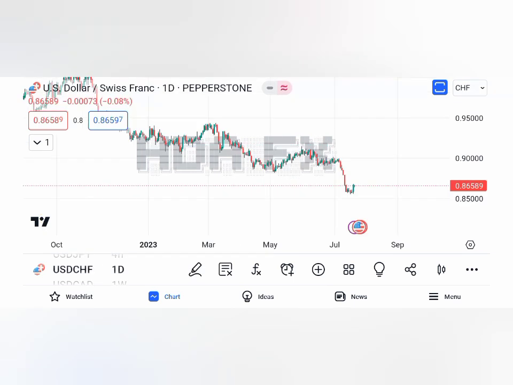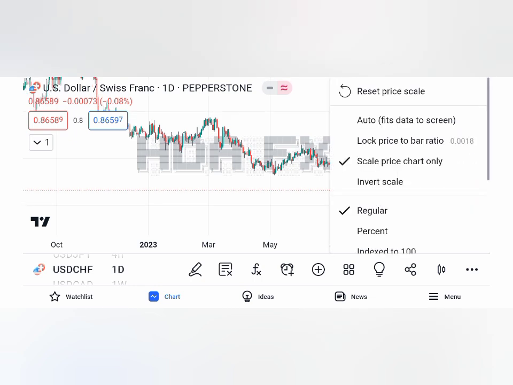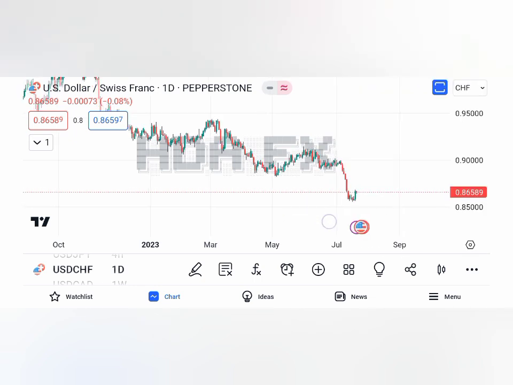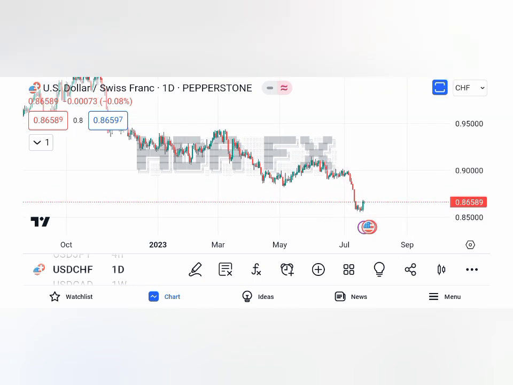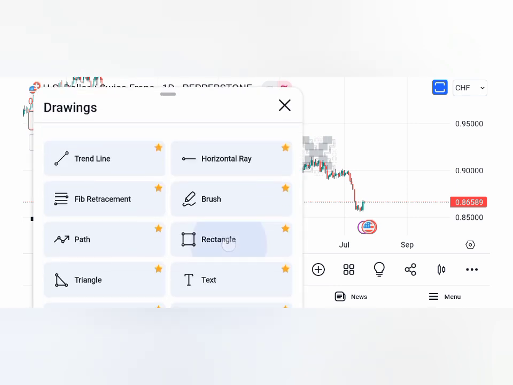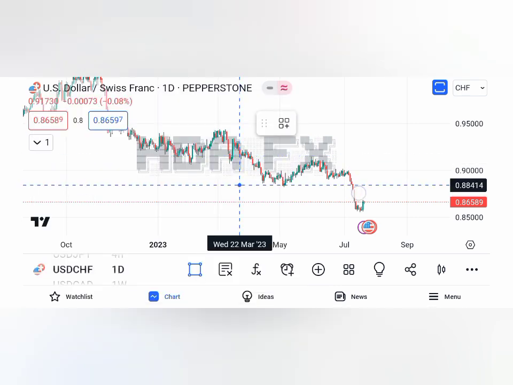So guys, our next pair we'll be looking at also is the USDCHF, US dollar Swiss franc. So on this pair, you can see that price is very bearish. So now we could spot this zone here on the US dollar Swiss franc.